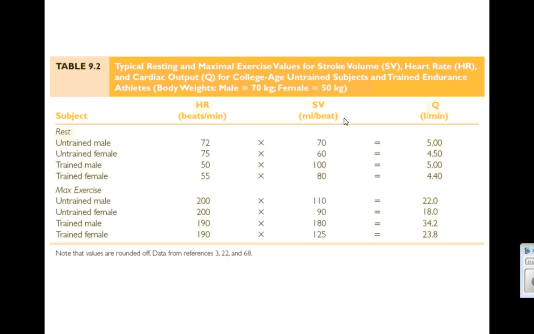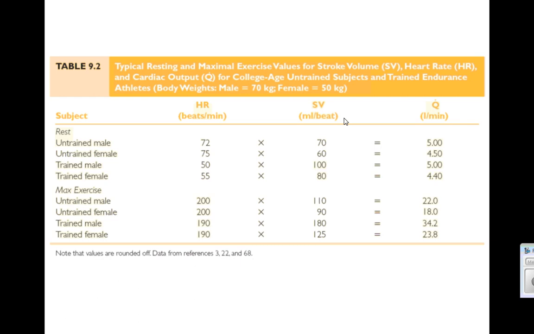If you really want to see what happens when you train your body, that's what this graph or table will show you. Showing untrained men and women, trained men and women at rest and during exercise. Okay. Notice at rest, cardiac output is not different.